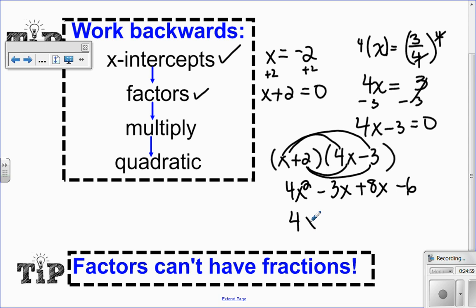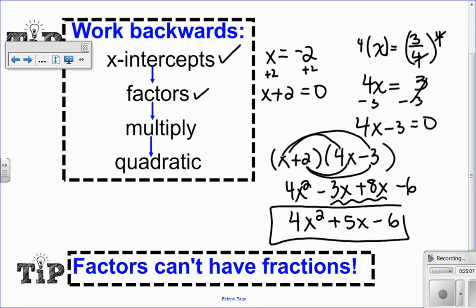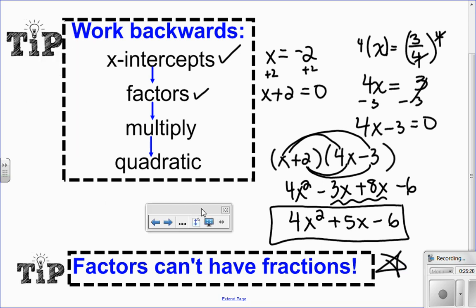So my quadratic, once I've grouped my like terms in the middle here, 8x take away 3x, 5x. There is my quadratic. So this quadratic has solutions of -2 and 3/4. Please remember this tip here. Anytime you're factoring, you cannot have fractions. So you saw how I got rid of those fractions.